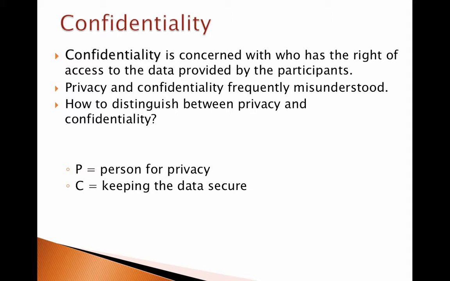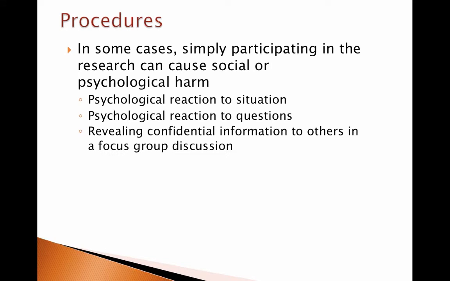So, how does one distinguish between privacy and confidentiality? Well, a helpful mnemonic is to always equate P with person for privacy issues, and C represents keeping the data secure. Risk may also emanate from the procedures in the research. That is, simply participating in the research can cause social or psychological harm. There may be psychological reaction to the situation, and there may be psychological reaction to the questions.